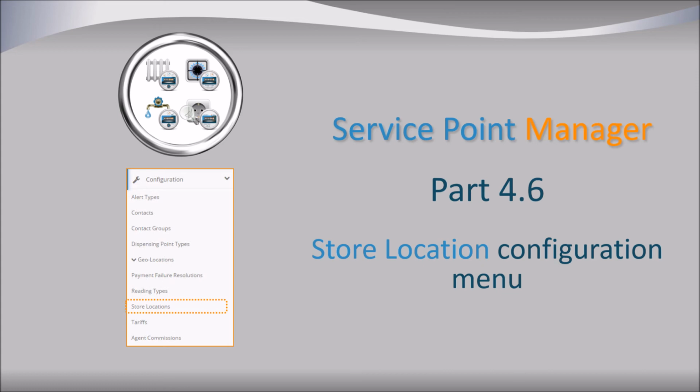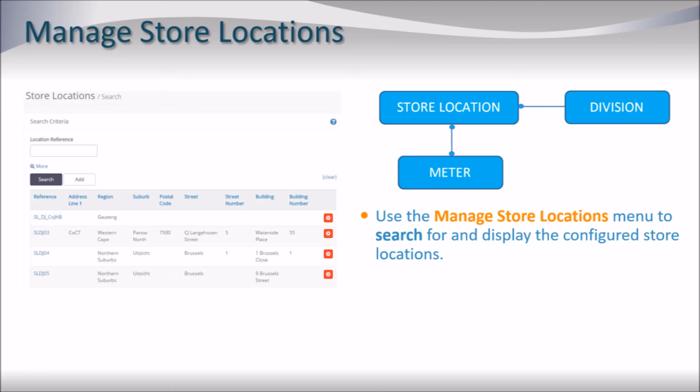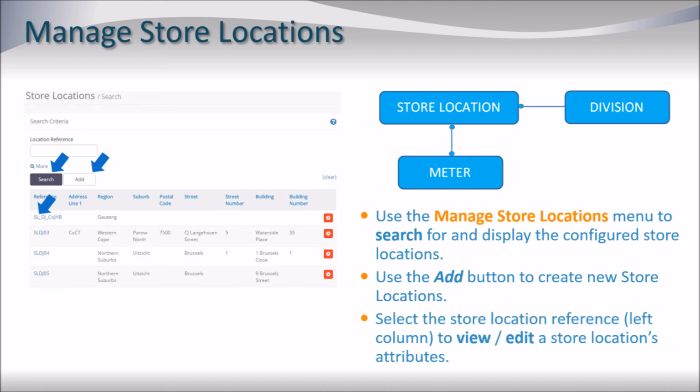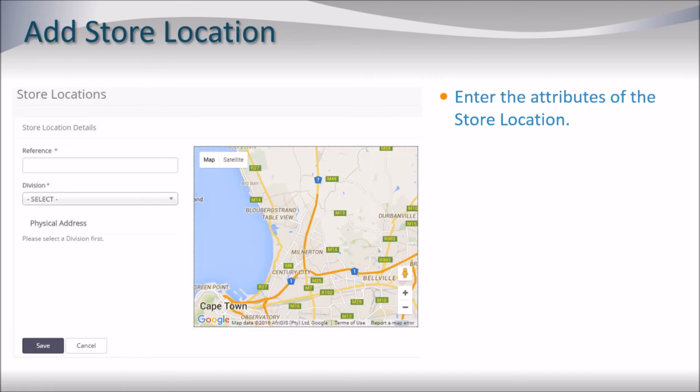Now let's look at the Store Location configuration menu option. Use the Manage Store Locations menu to search for and display the configured store locations. Don't forget you can configure a store location for a virtual location such as a contractor. Use the Add button to create new store locations and select the store location reference number in the left-hand column to view or edit a store location's attributes.